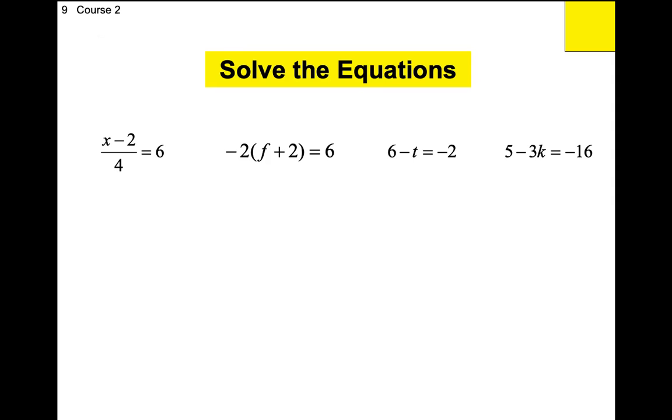Yeah, but same or different signs? Right, so negative 2f. Actually, drop down to negative 2 over there. It's on by itself.